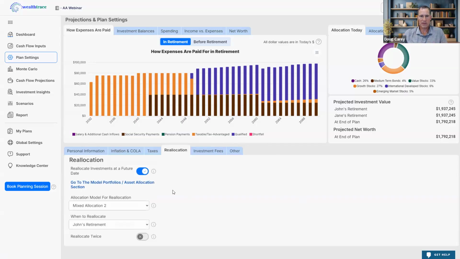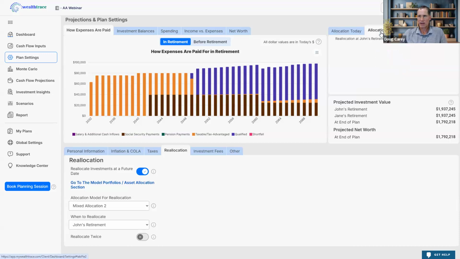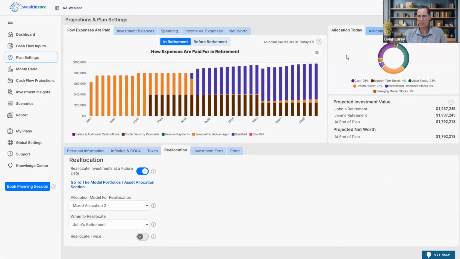Now, reallocation is a different story. This is reallocating to a new mix. And what I did was I have this plan reallocating to something called mixed allocation 2 at John's retirement. What is mixed allocation 2? Well, that's a model that comes with the software. You can change it, you can edit it, you can change the name. Here is that breakdown. You can see reallocation at John's retirement. It is 60% in stocks, 40% in bonds. So a little different than what we have today.